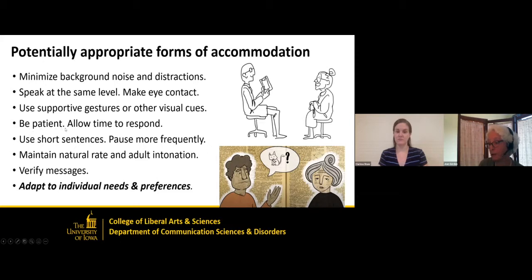Be patient. Allow the older adult time to respond or time to formulate their own message. In other words, don't speak for them. It can be helpful to use shorter sentences and to pause more frequently, as long as you maintain a natural rate and an intonation pattern that's appropriate to an adult. And particularly for people who have expressive problems, it can be helpful to verify their messages to make sure you understood correctly.